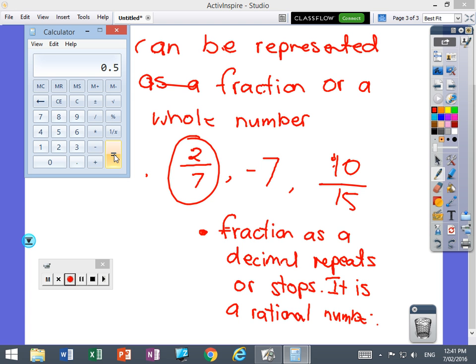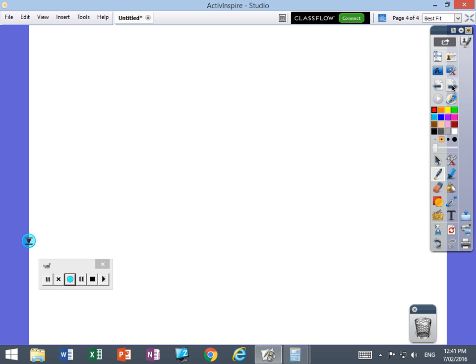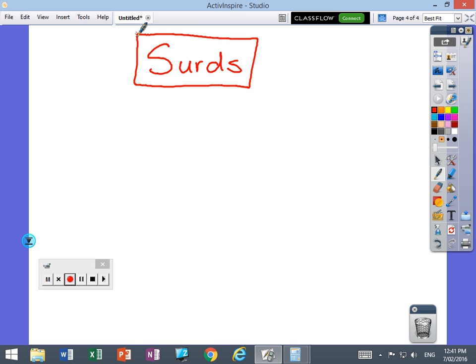Now, part of you might be thinking, well, what else is there? The main two examples that we're going to look at are called surds. Now, you may or may not have dealt with these in the past. Okay? Now, sometimes surds are rational and sometimes they're irrational. Now, a surd has a symbol.